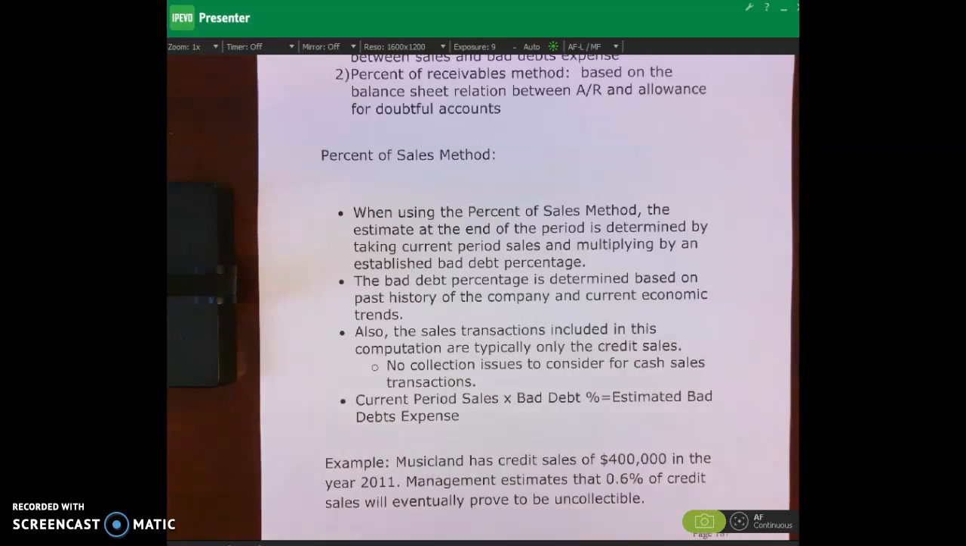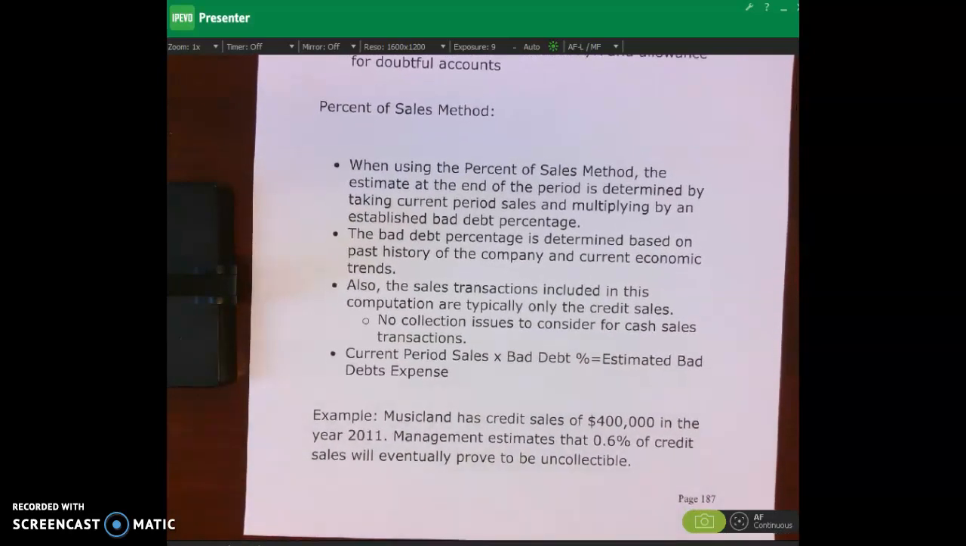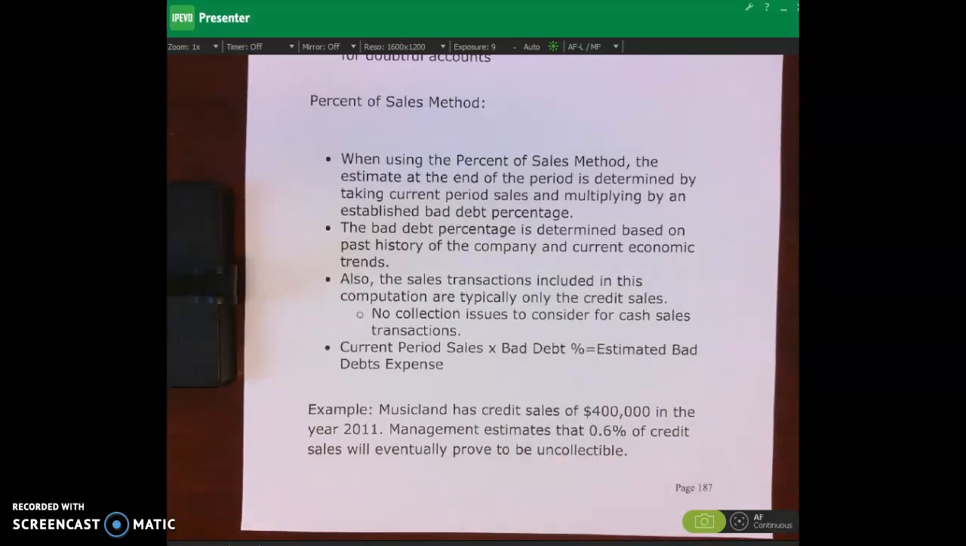All right? So let's look at this example. Musicland has credit sales of $400,000 for the year. Management estimates that 0.6% of our credit sales would be uncollectible. What is the journal entry?